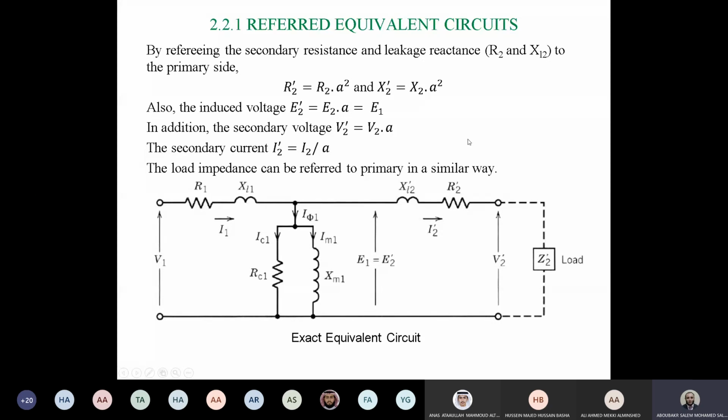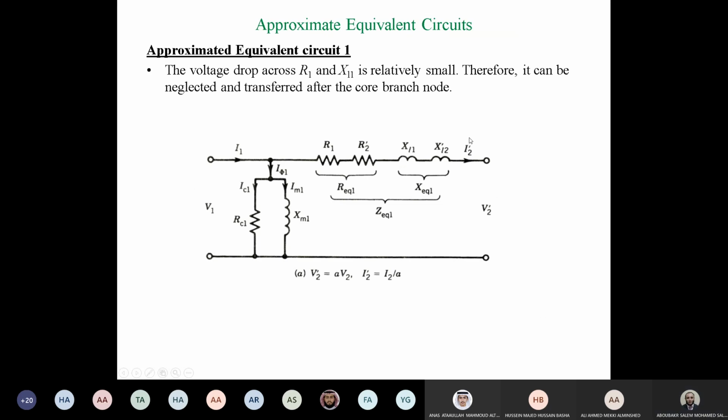Also, we agreed that if we make some assumptions, we can make other approximated equivalent circuits. The first approximation is to move the impedance of the primary winding to the right-hand side here. This is to simplify the circuit in order to simply calculate the current of the second loop, which is I2 prime. So we can calculate I2 prime as V1 divided by this impedance plus the impedance of the load.